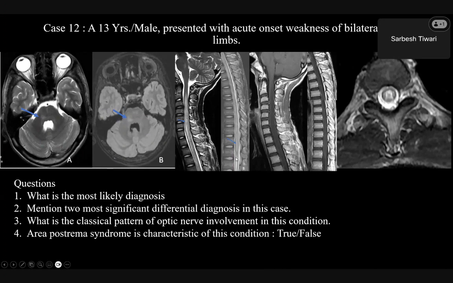And area postrema syndrome is characteristic of this condition. True or false? Will area postrema be involved in MOGAD? Classically, no. I mean, nothing is 100% in medical science, but if the question is like this, the answer is no. It is classical for NMOSD.